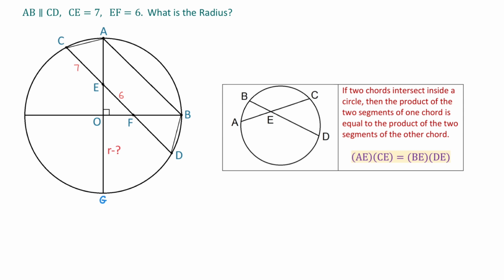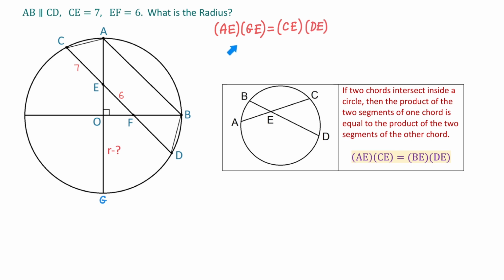In our problem, one chord that has some information is CD. Another chord that intersects CD and contains the radius is AG. Then according to this principle, we can write that AE times GE equals CE times DE.